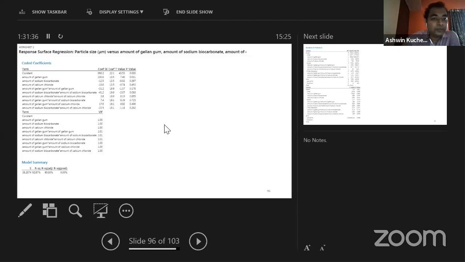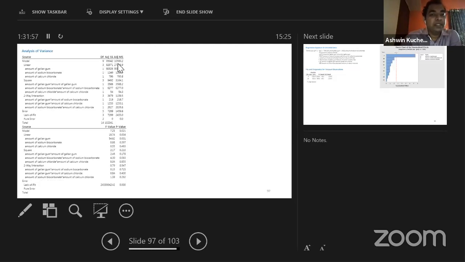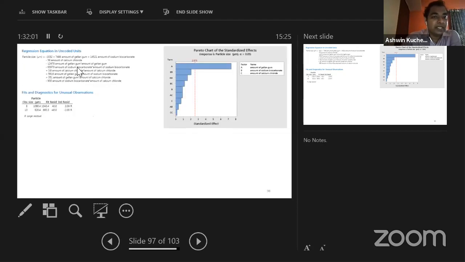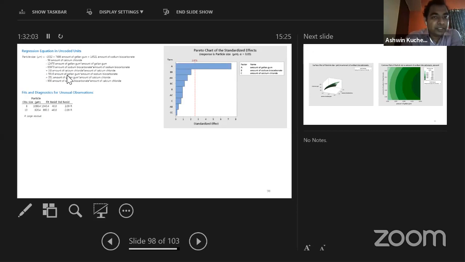So here also the same factors are responsible, like p-value, r-square, and coefficients. So this will tell us whether the p-value is there. So we can see here that amount of gelatin gum has a significant value than the other factors present in this design. So that will be my impacting factor. This is analysis of variance. This is the regression equation.